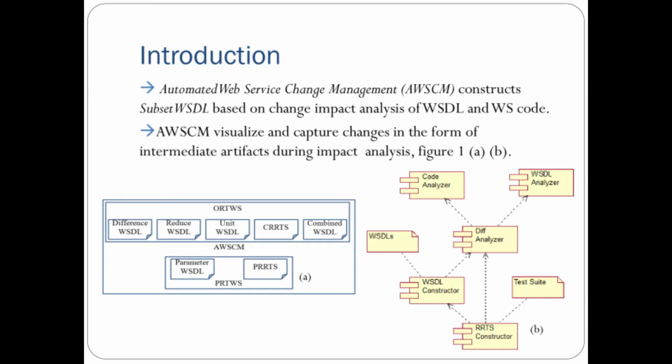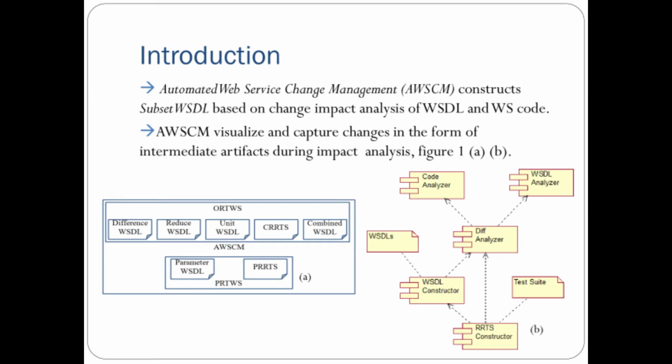The second part of this AWSCM is parameter WSDL. And what is helpful from this parameter WSDL? Parameter WSDL helps to do code flow analysis or data flow analysis, and it generates a parameterized reduced regression test suite. So the parameterized reduced regression test suite is one of the helpful test suites for analysis of these subset operations or subset code of a large web service.